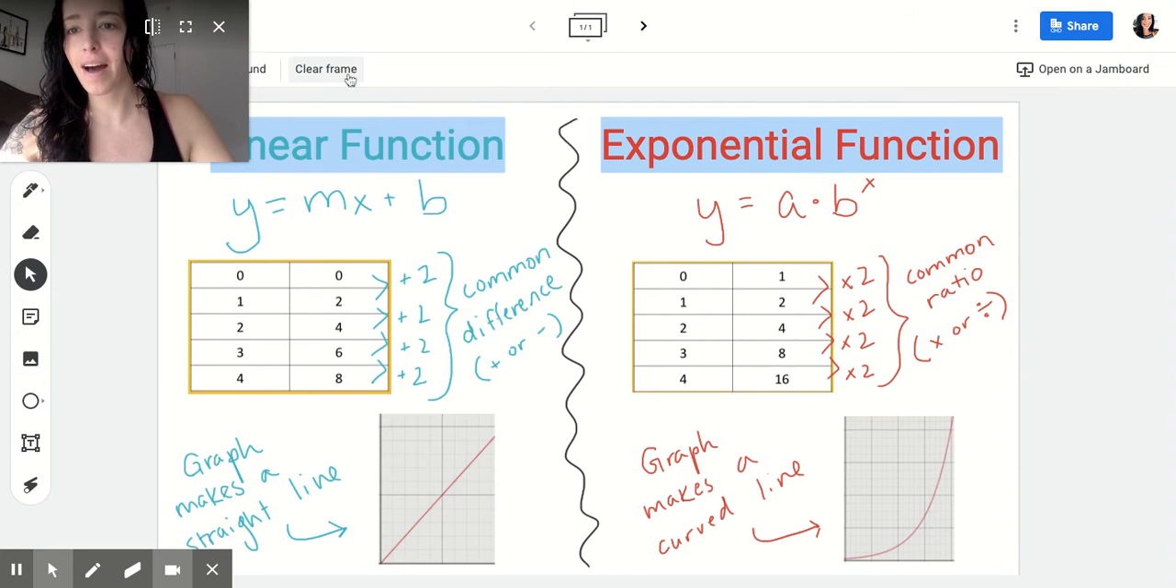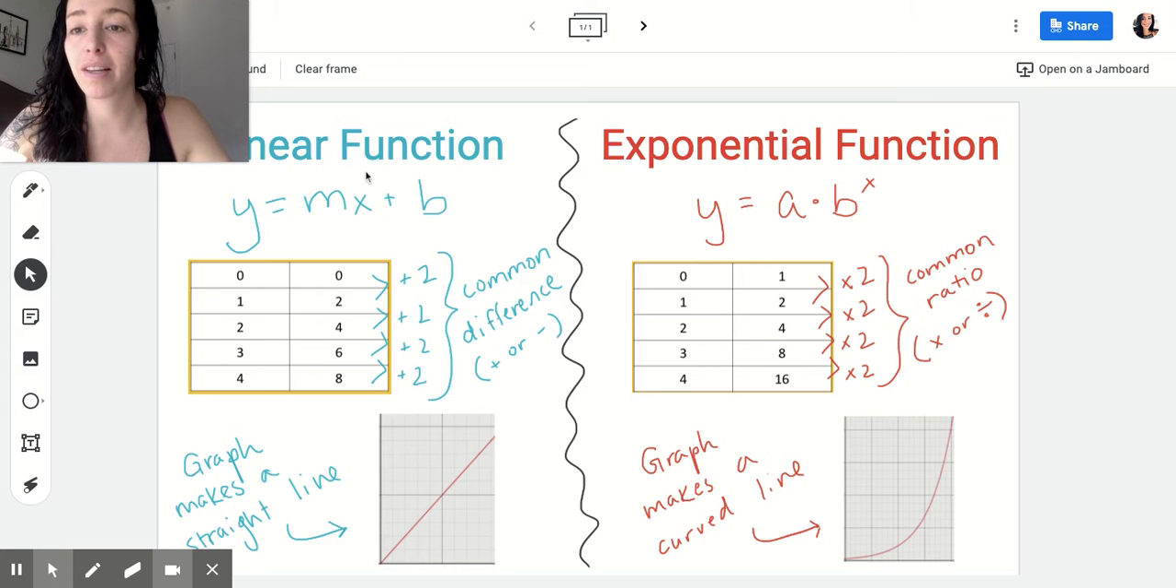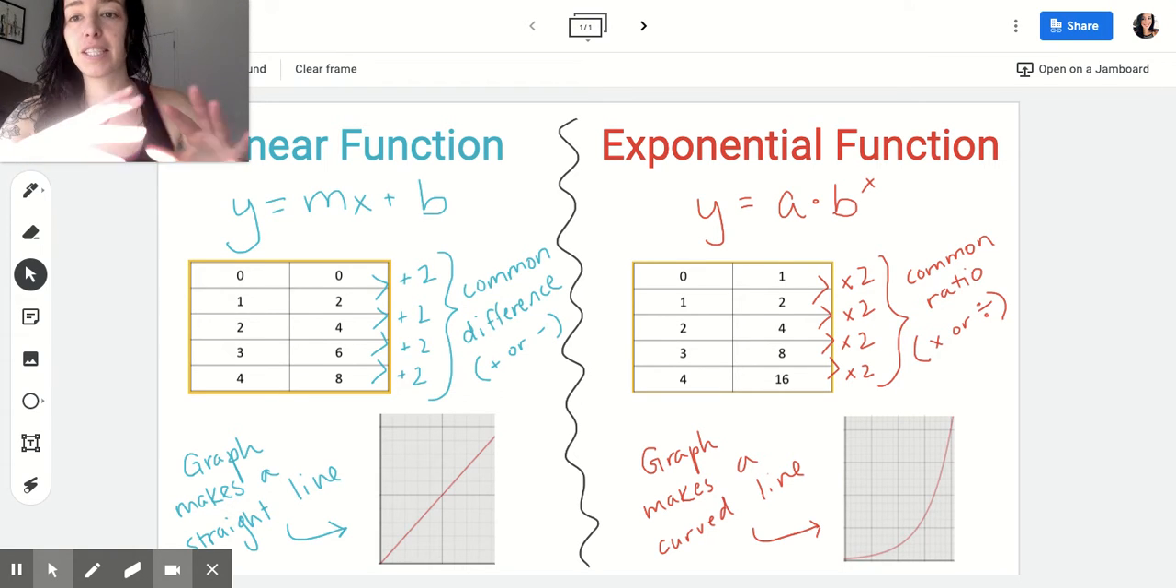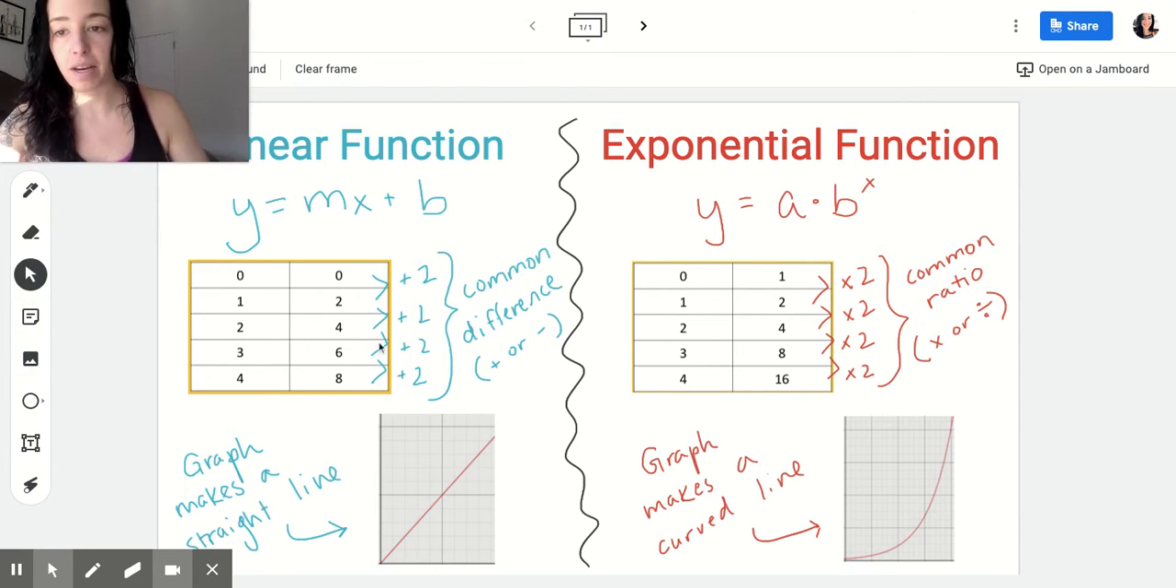Hey everybody, I just wanted to make a quick video to highlight the difference between linear and exponential functions and also point out some of the similarities. So on the left side of the slide, we have linear functions. This is what we've been talking about all year with this y equals mx plus b format.